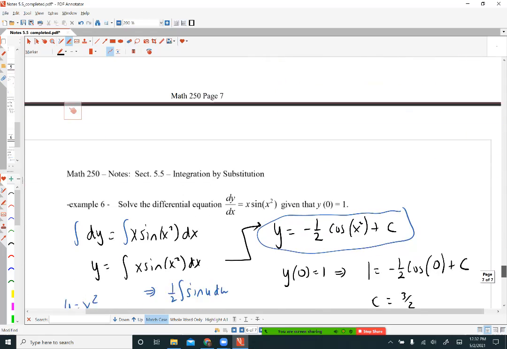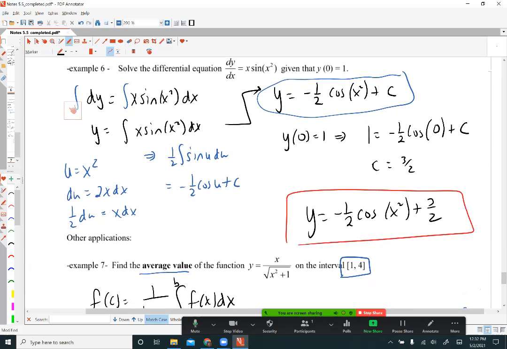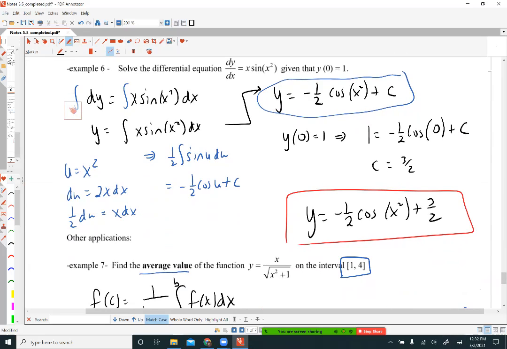And so why don't we just stop there? There's more problems, but they're all pretty much the same idea. So substitution is definitely going to be on your test, and you'll see it all over the place in Calc 2, along with other techniques.